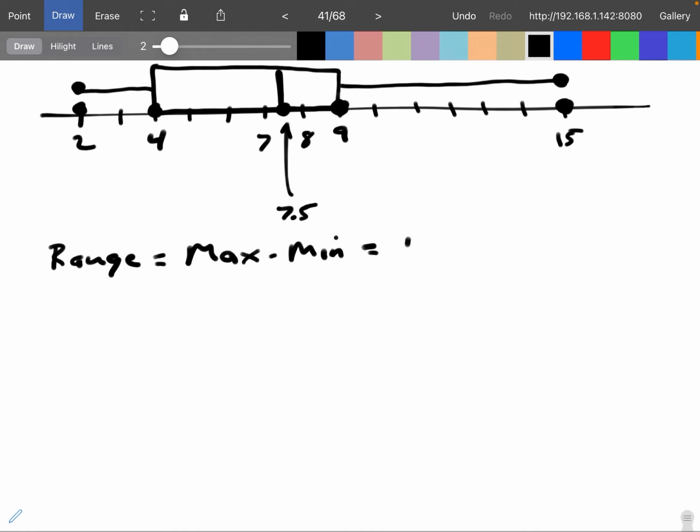So in this case, that's just going to be 15 minus 2. So that's 13. That's the range of your data. That's how far apart your min and max are. All right, and then the other one they ask you for in your book is the interquartile range.